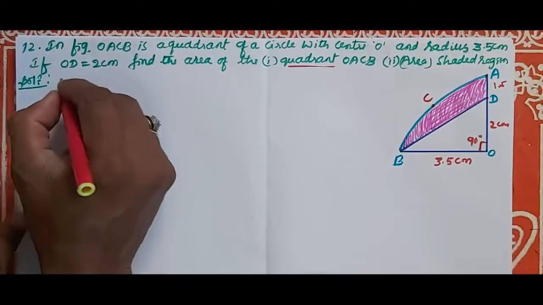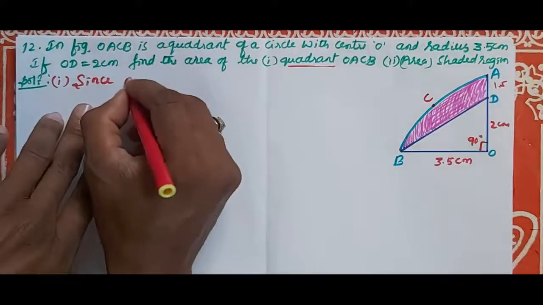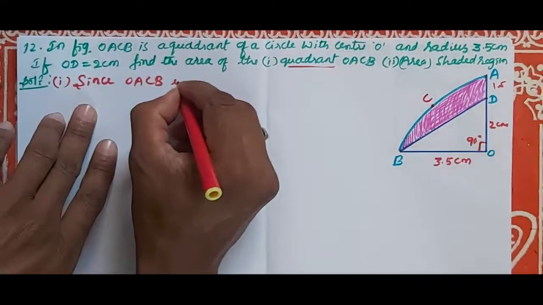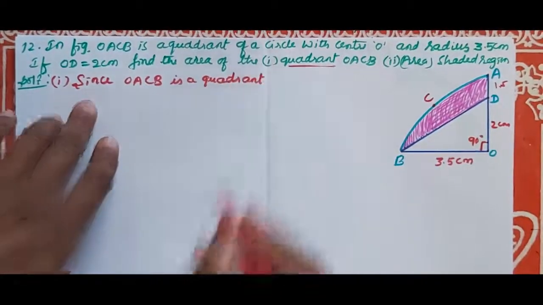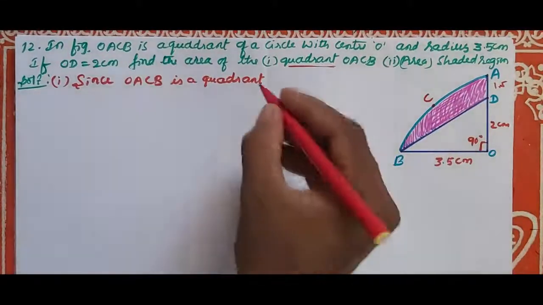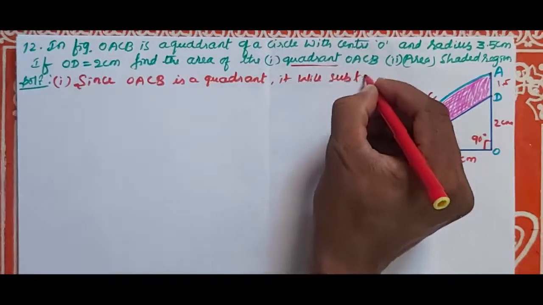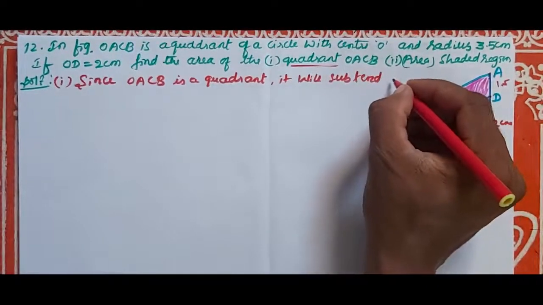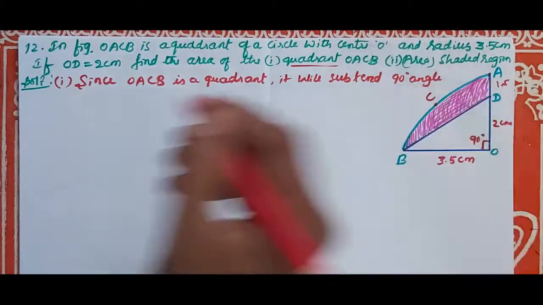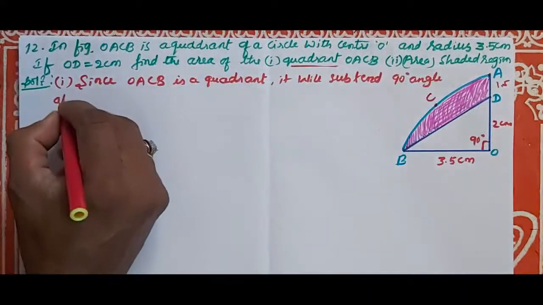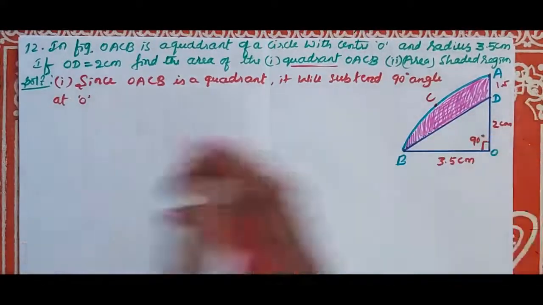Solution. Since we need to find out the first one, since OACB is a quadrant, it will subtend an angle theta of 90 degree, right? 90 degree angle at O. Therefore, we need to find out the area of quadrant OACB.